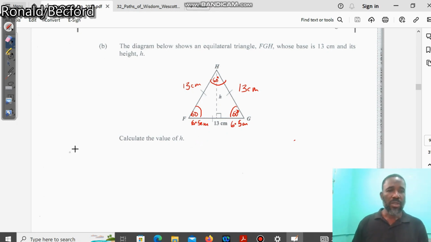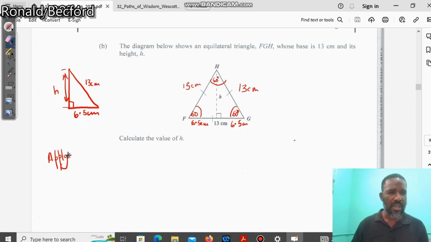Now, we realize that we have a right angle triangle. That side is equal to 13 centimeters. This side is equal to 6.5 centimeters. And so therefore, in order for us to find the value of h, we can apply Pythagoras' theorem.